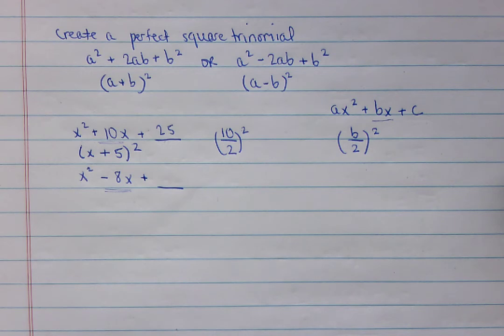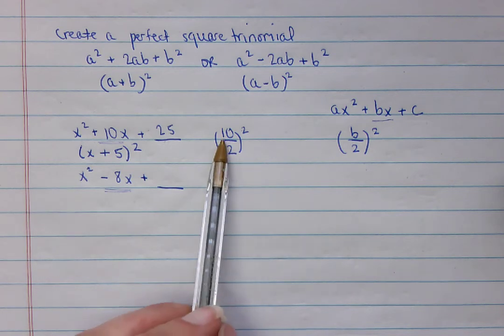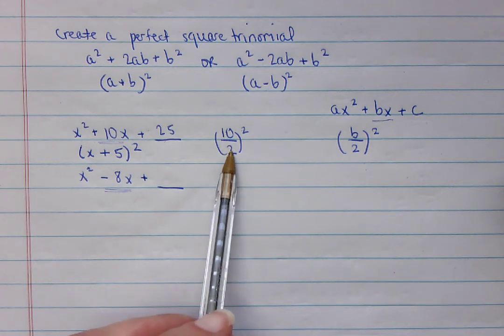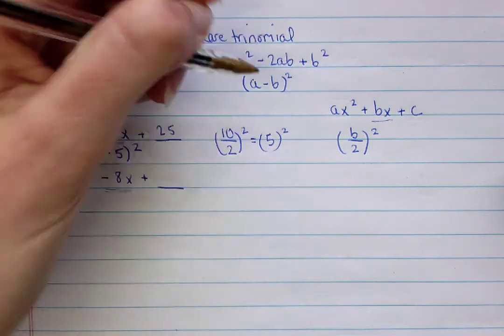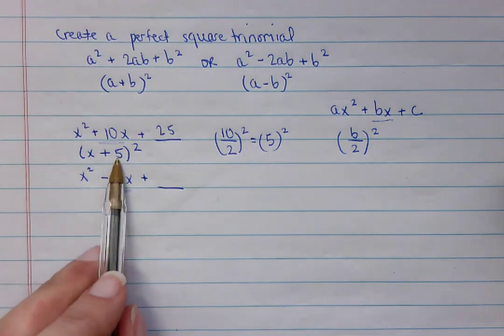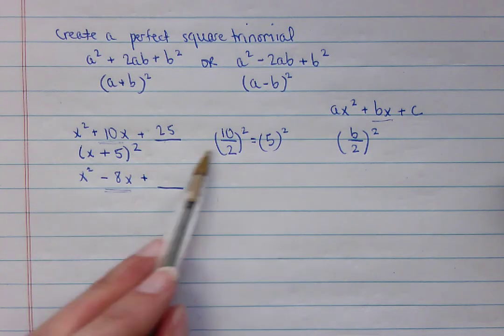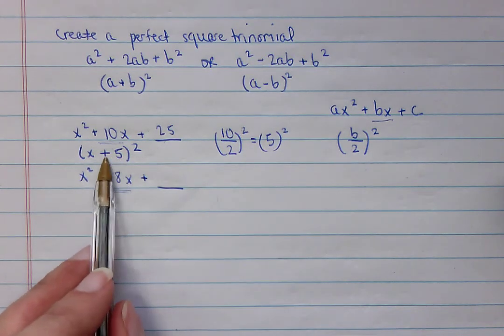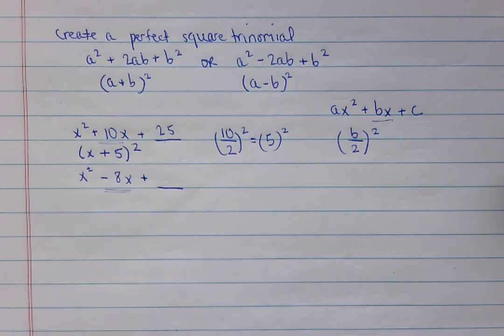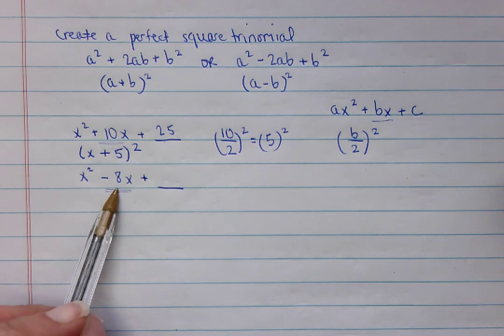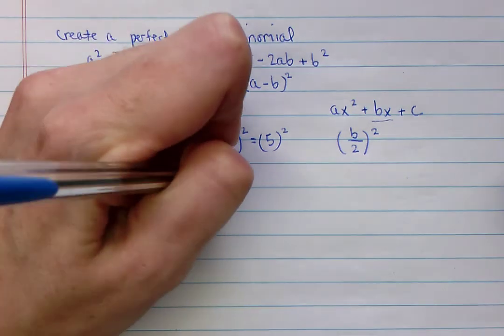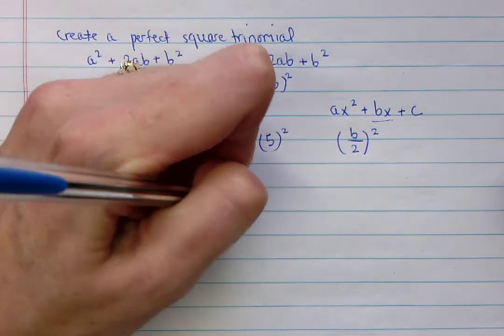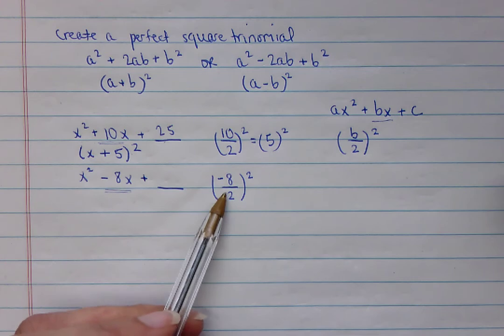Okay, notice also, look at 10 divided by 2. Remember, that was 5, and that was what was being squared. That matches the sign, and the number matches with what we wrote right here when we factored it. Let's try another one. So on this one, we're going to take negative 8, that's the b value, divide it by 2, and square it.